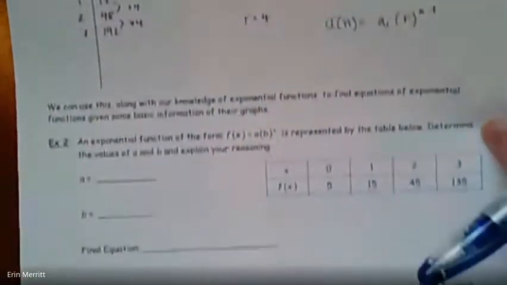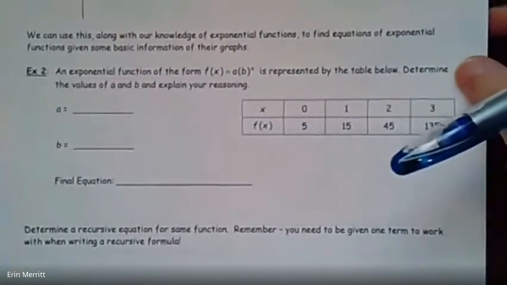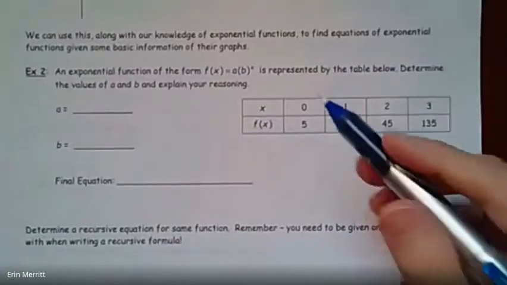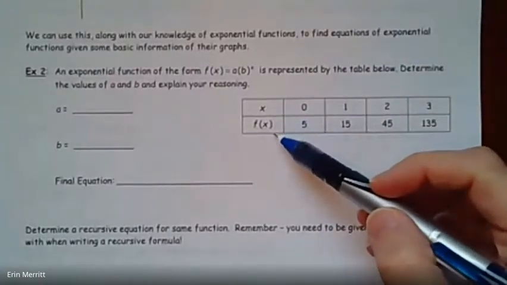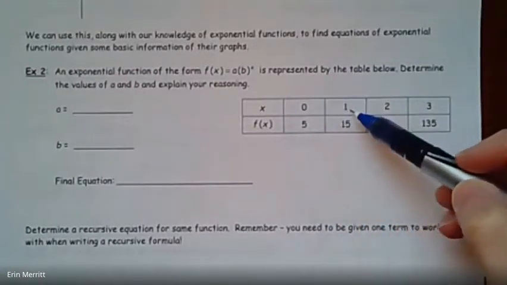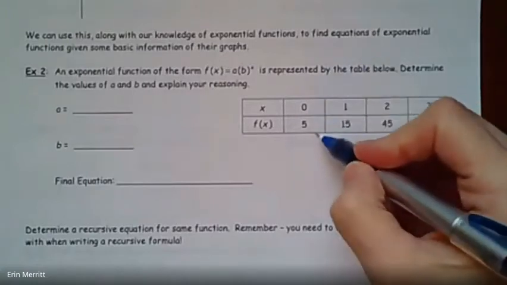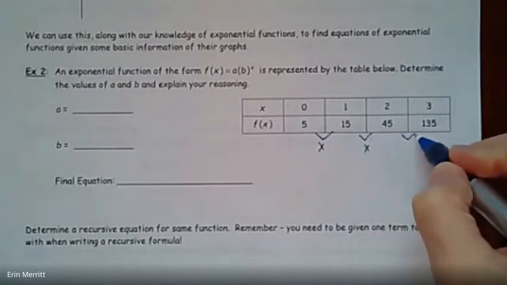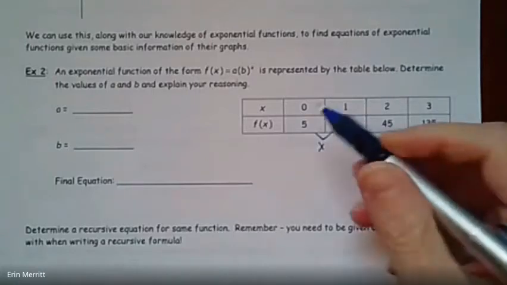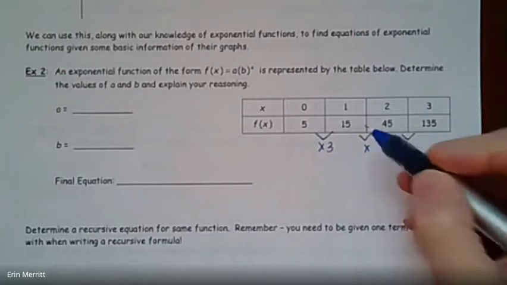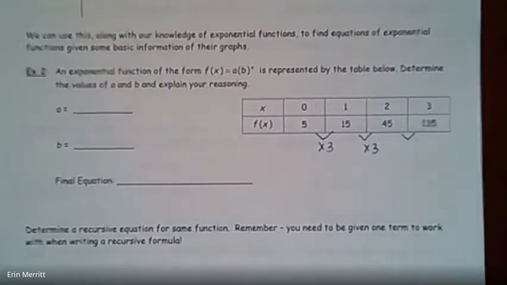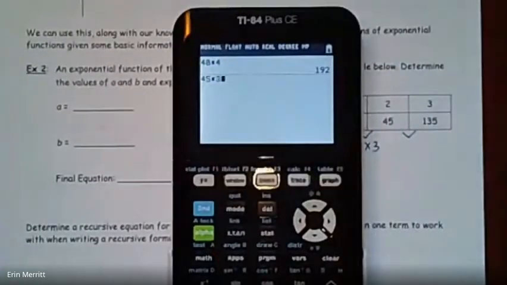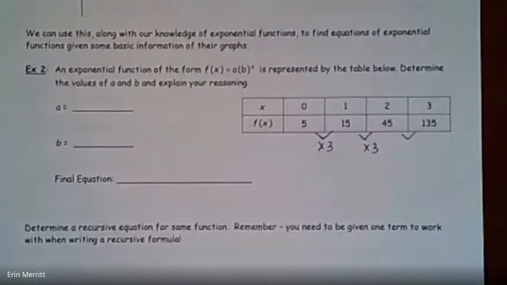So with this, take a look at the example you have here. It's saying for this given x value, here's your y value. At 0, it's 5, at 1, it's 15, and so on. So what am I multiplying by to go from one term to the next? Hopefully we're seeing times 3. 15 times 3 would be 45, and we can double check it. 45 times 3, yep, there's that 135 right there.